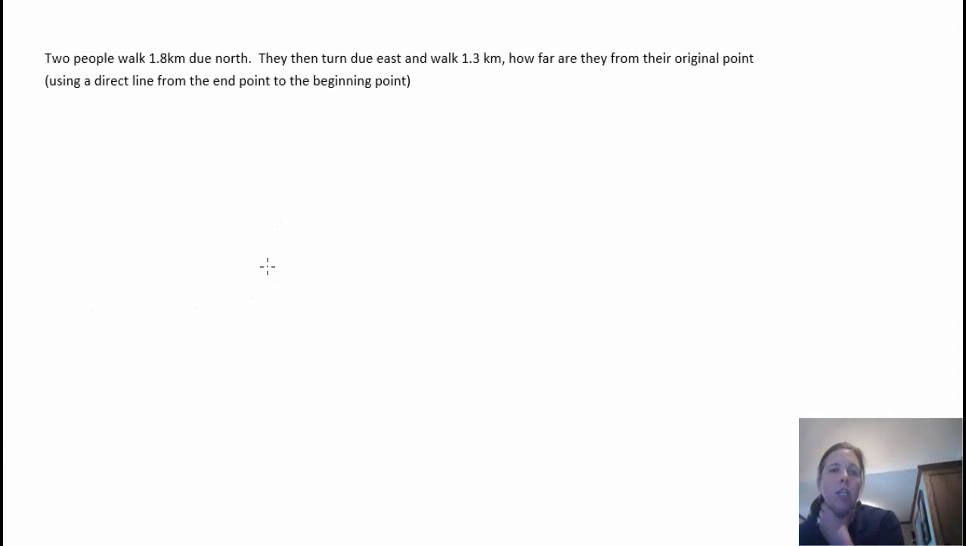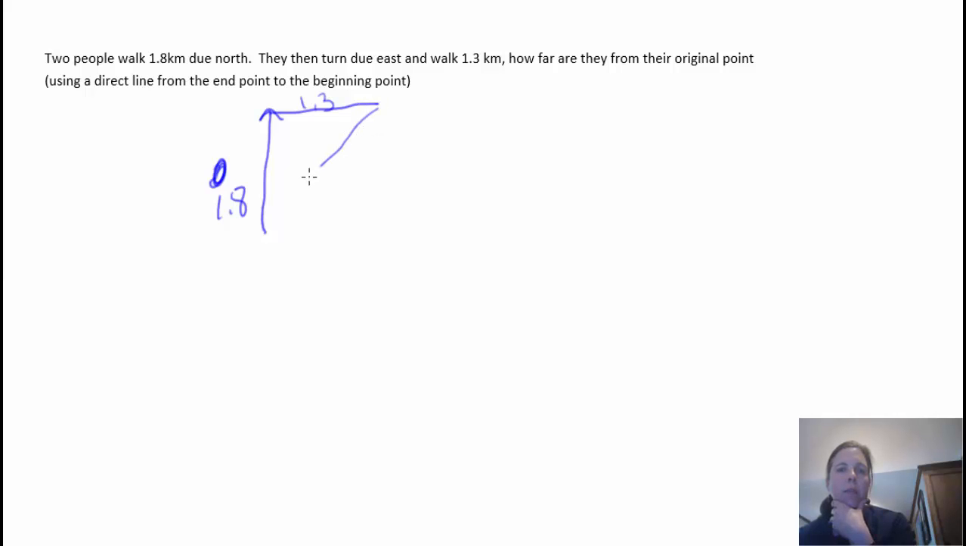Last word problem. 2 people walk 1.8 kilometers due north. Okay. So we're just assuming, north is up on this piece of paper. So this is, not 2, 1.8. Then they turn due east, so they go like this, and walk 1.3 kilometers. How far are they from their original point using a direct line from, so basically like this. This is 90 degrees. So again, we're looking for our hypotenuse.